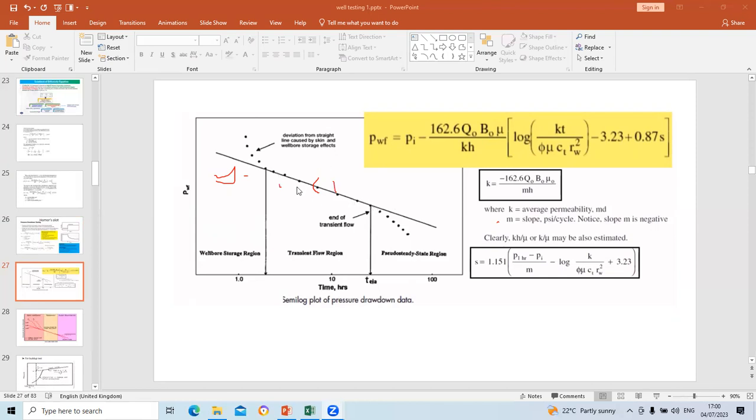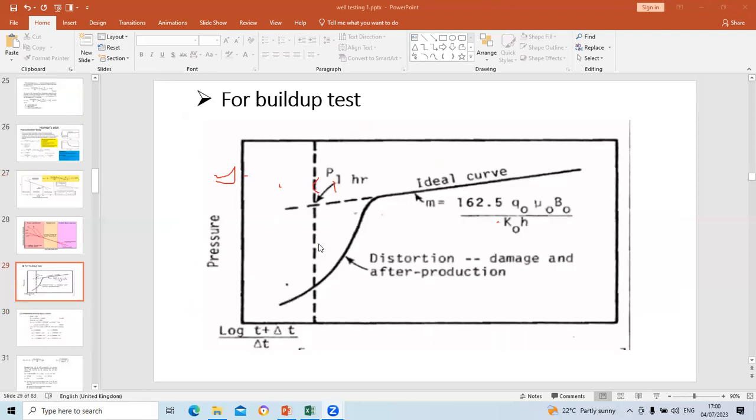And that is the straight line that we are going to use to calculate the permeability of the reservoir. But we expect all of this because at the earliest time, we have talked about wellbore storage and the skin effect. At the late time, we have talked about the effects of the boundary. So we'll use our straight line at the mid-time. That's when we talk of transient flow region. That's our transient flow region.